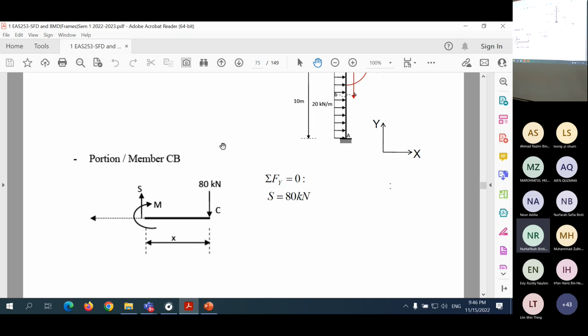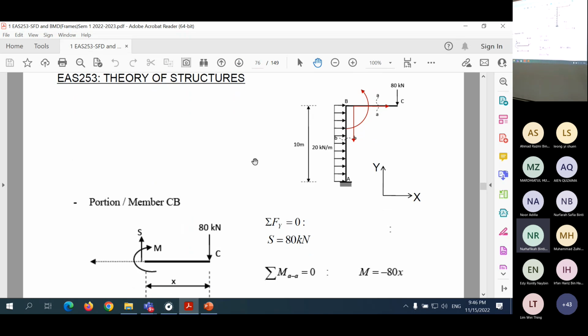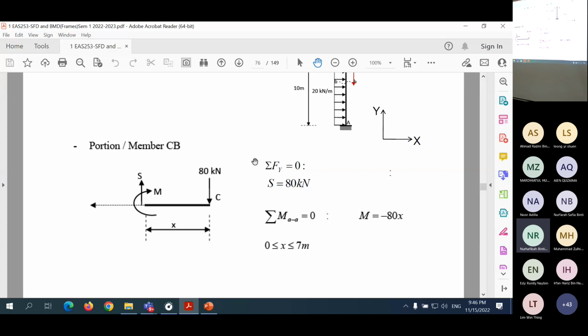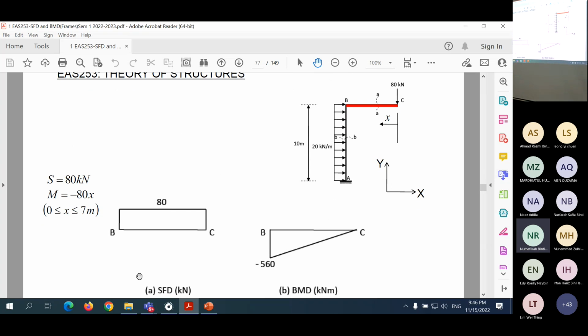Bending moment, take moment at the cut section, and you get bending moment is equal to negative 80x. So shear is constant, bending moment is a straight line. So if you try to draw for this part, this is the axis of the member BC. So positive shear constant and negative bending moment all the way, negative straight line until C. C is a free end, so bending moment should be 0 there.